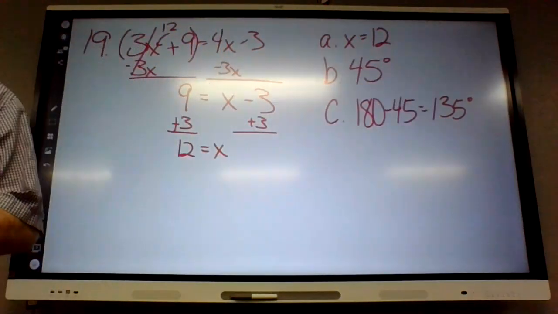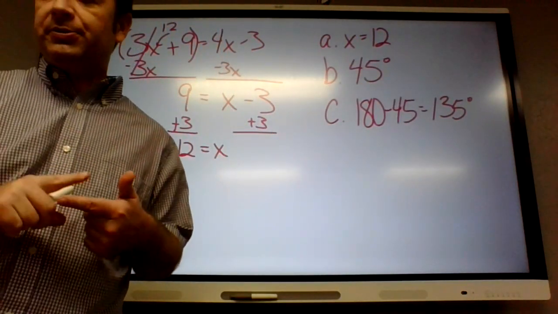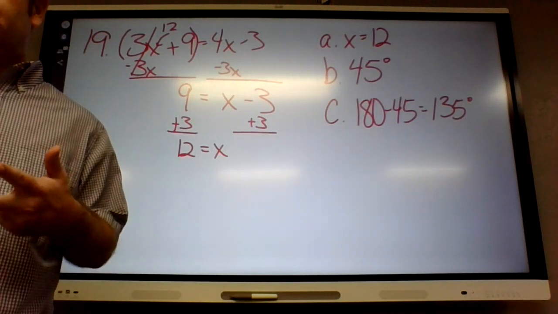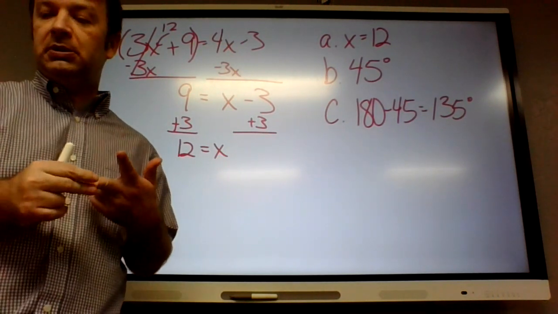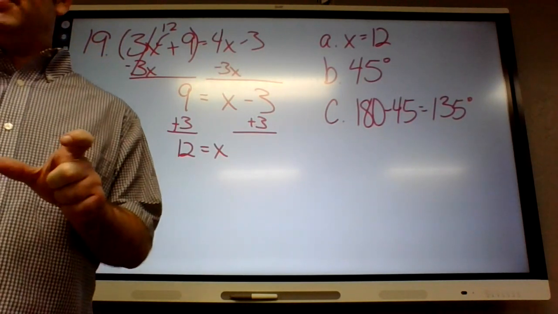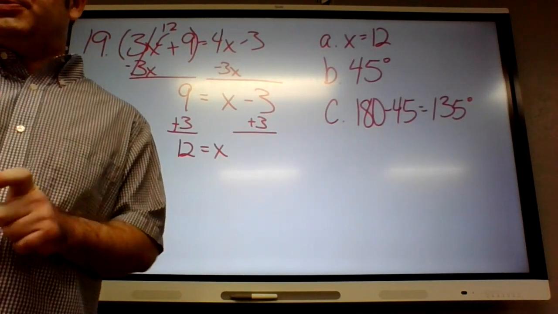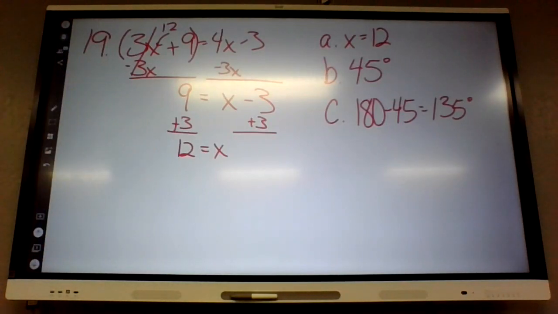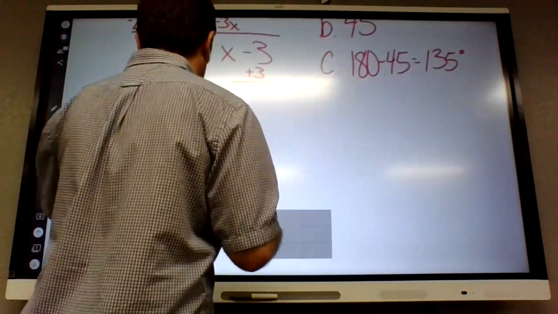Okay, I'm not gonna do 20, but what do we know about angle 2 and angle 3 on number 20? That they're supplementary. Yeah. So they're not equal to each other. It's not the same as 19. Together they should add up to 180. Oh, somebody did that on a test wrong.